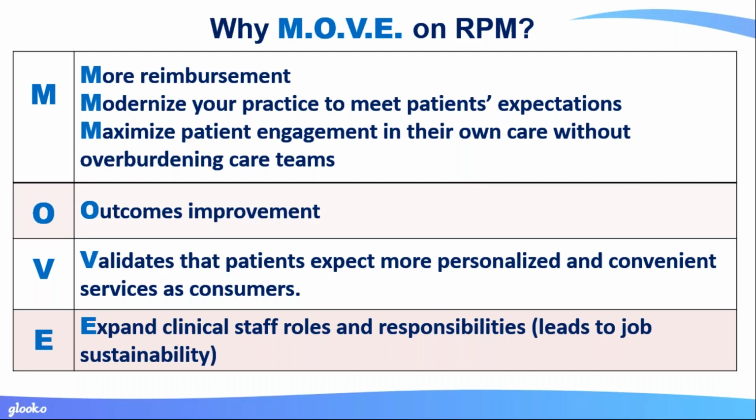Get them more involved in their own care because they're doing this in their own home, collecting and transmitting their data, and you're calling them in the comfort of their own home or emailing them on their tablet. Outcomes improvement. The more care you give them virtually, the better their outcomes are going to be, particularly in diabetes and cardiovascular disorders. And RPM validates that the patients expect more personalized and convenient services as consumers. It validates that you're aware of what they want and need, and you're catering to them.